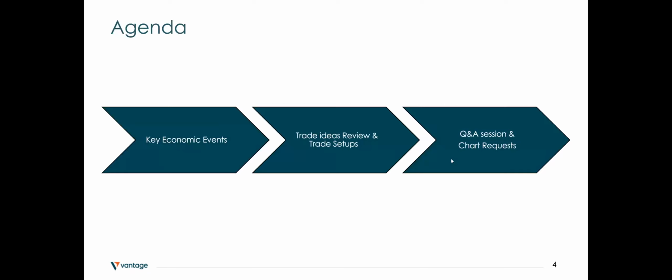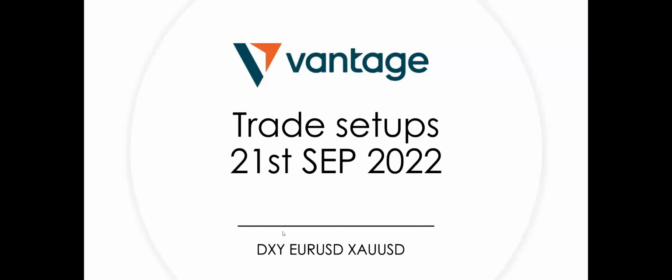Okay, so same thing, I'm just going to go through some key economic events, where to find these events on the Vantage website, and then we're going to go through some trading ideas, and then I'll leave the end for Q&A. So the three currencies that I'll be going through, if there are no suggestions by the group, will be the dollar index, euro dollar, as well as gold dollar.